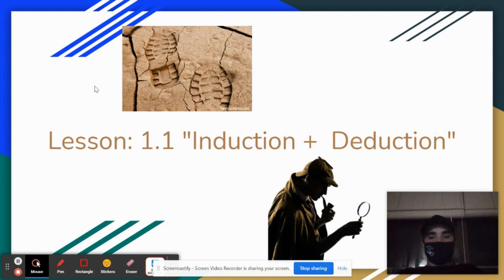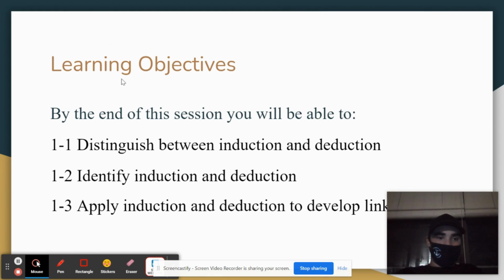And then Sherlock Holmes here, he's known for his deductive reasoning and his very quick picking up on obscure details that others may not see. The point being is observation is very important in this type of reasoning. So without further ado, let's move on. I'm going to explain the learning objectives.